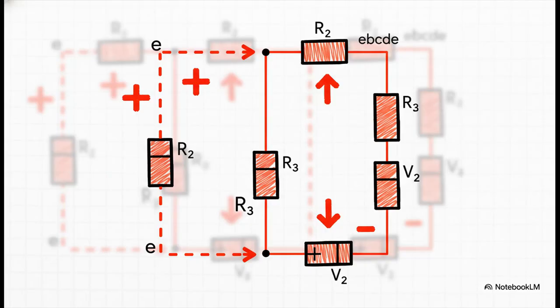For our third and final equation, let's trace the right loop, EBCD, again going clockwise. Now, starting from E, we cross resistor R2, but notice we're going against our arrow for I2. That means it's a potential gain, so we write positive I2 R2. Then we cross R3 and R4 in the same direction as I3, so those are both drops, negative I3 R3 and negative I3 R4. Finally, we cross battery V2 from positive to negative, which is another drop. The sum of all that equals 0, and we have our complete system.